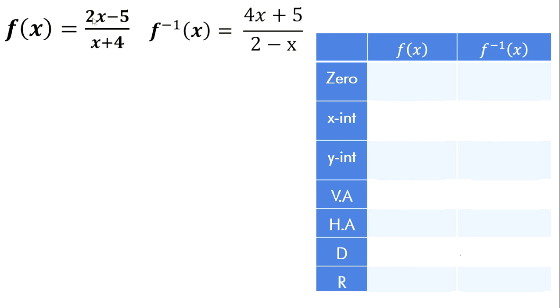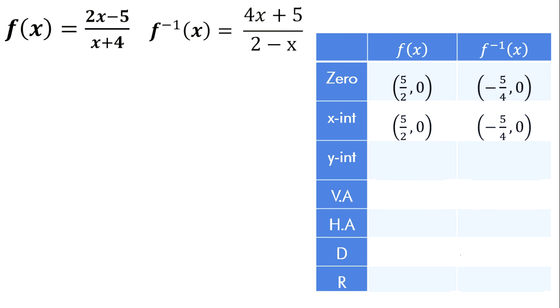So that is 2x minus 5 is equal to 0. So that is 5 halves. So as with the x-intercept. And then for the inverse, we let y again be equal to 0. So that's 4x plus 5 is equal to 0. And x is equal to negative 5 over 4. So again, zeros and intercepts are the same.